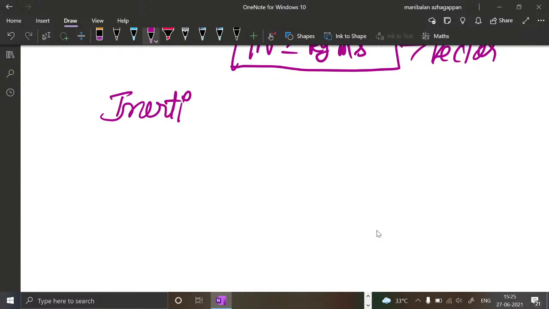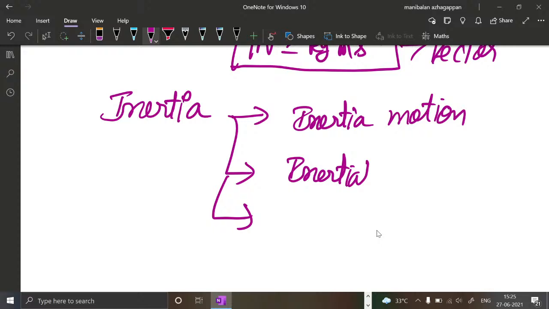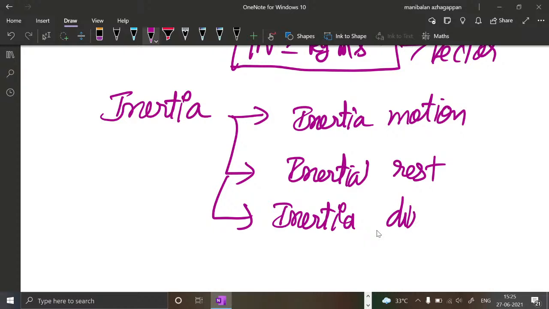What is inertia? There are three types of inertia: inertia of motion, inertia of rest, and inertia of direction. Inertia of motion: a moving object will continue in its state unless an external force is applied. Without applying an external force, the object is not going to come to rest.